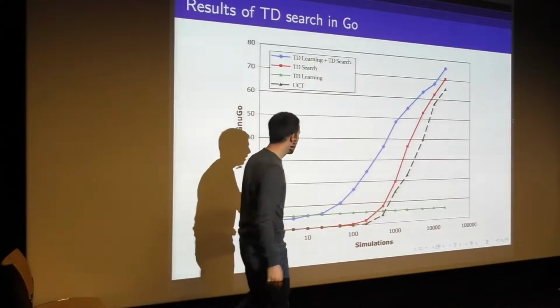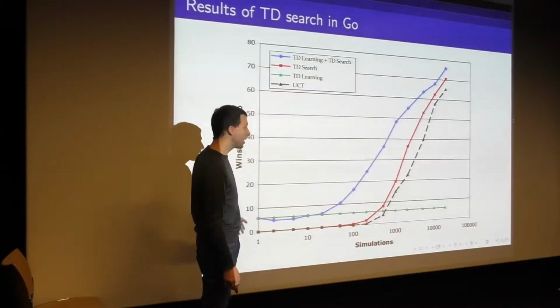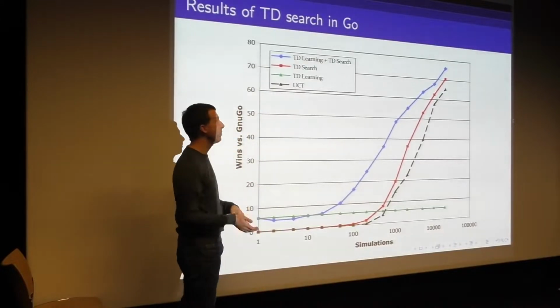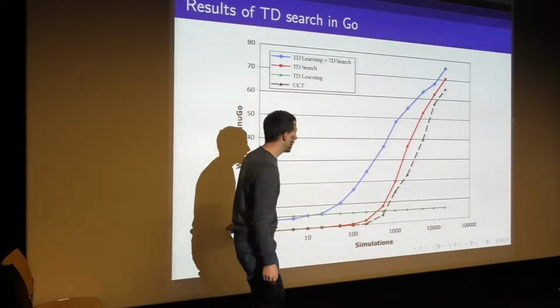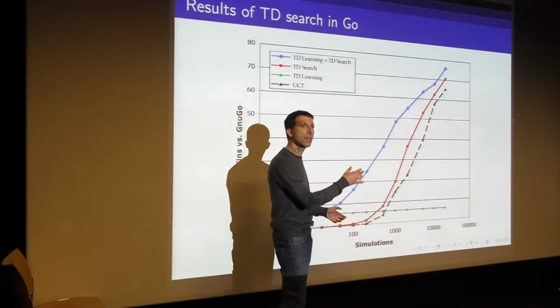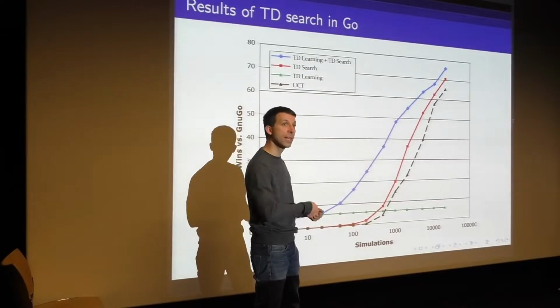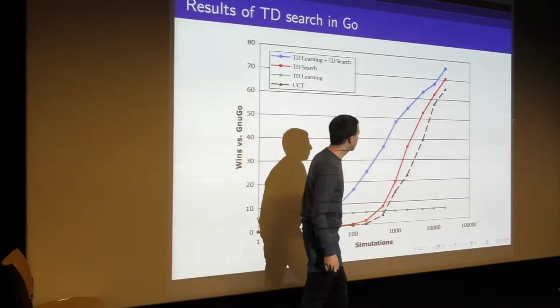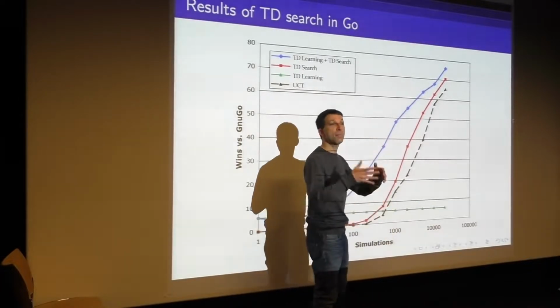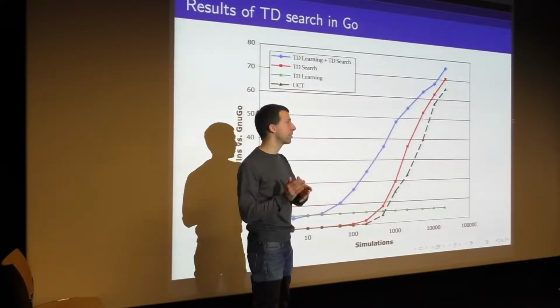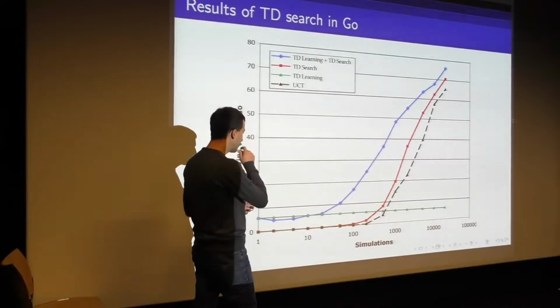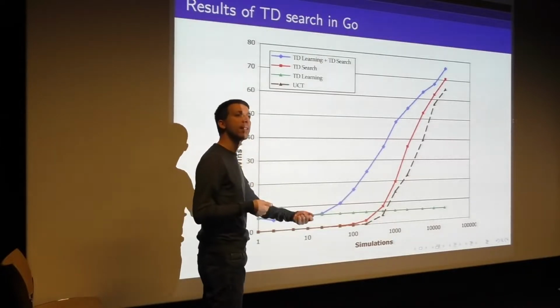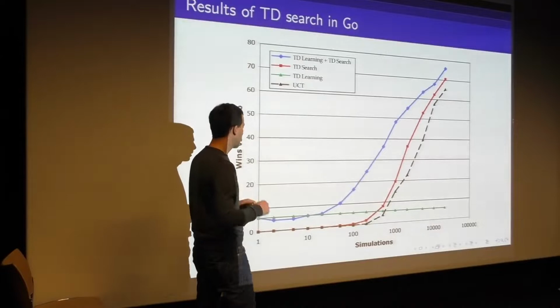This y-axis now is the winning rate against a standard benchmark program called GNUGO. This x-axis is how much thinking time we do, like the number of simulations that we run before picking an actual move. This dashed black line is Monte Carlo tree search, the effective method we looked at before. And now what we see is what happens if we use temporal difference learning instead of Monte Carlo learning.